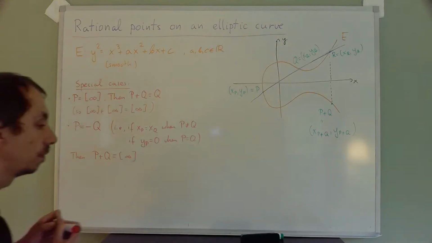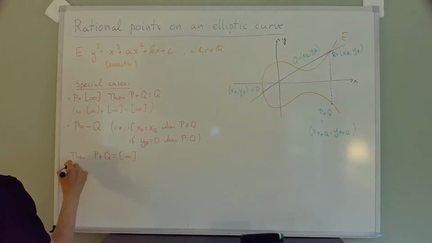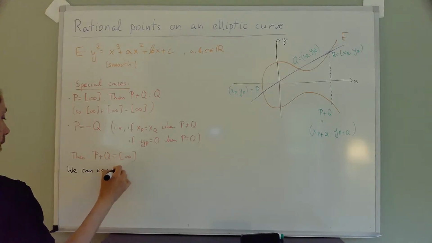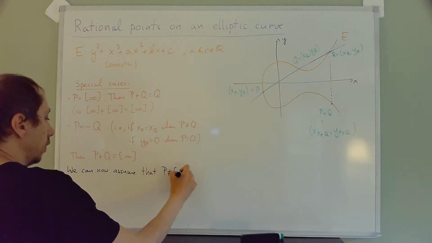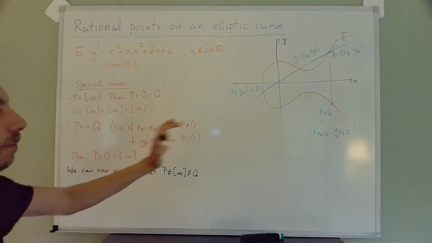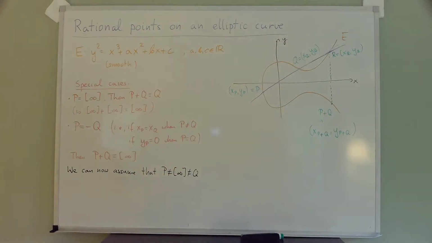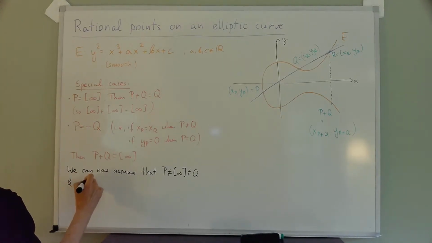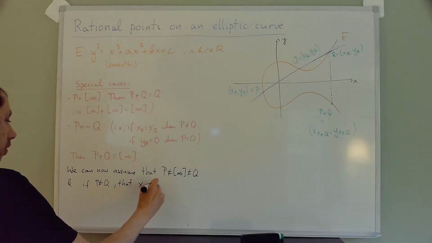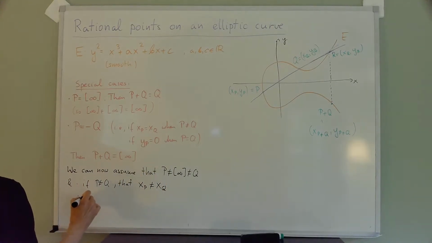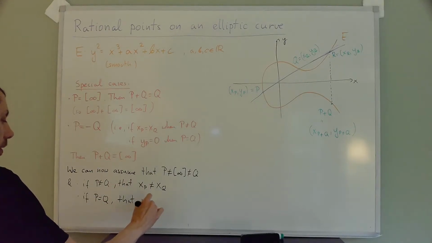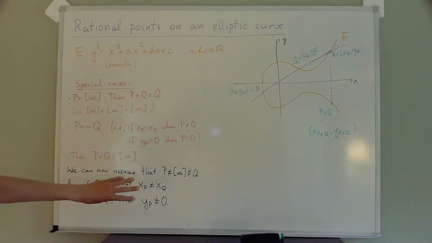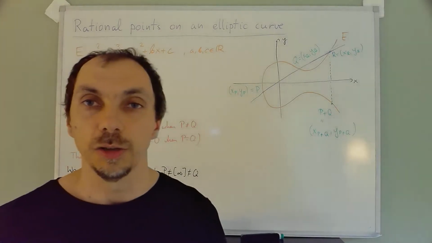So now we can assume that neither P nor Q is equal to infinity. So there are actually physical points on this plane. And so there are two cases. If P is not equal to Q, that xp is not equal to xq. Or if P is equal to Q, we can assume that yp is not 0. Alright, because these other situations were covered by these special cases. Okay, so these are our assumptions.